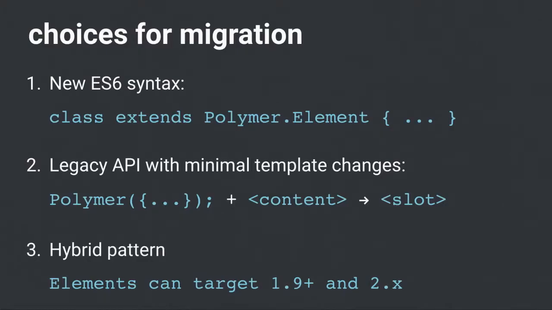And then last, we're also shipping with what we're calling a hybrid pattern, which allows users to port elements to a common subset of features in Polymer 1.0 and 2.0. And then those elements can actually run in applications targeting either version of the library. And this will be really useful for organizations shipping a lot of components to a lot of production applications at the same time, because it means they won't have to freeze their application development while they're porting their whole element set.